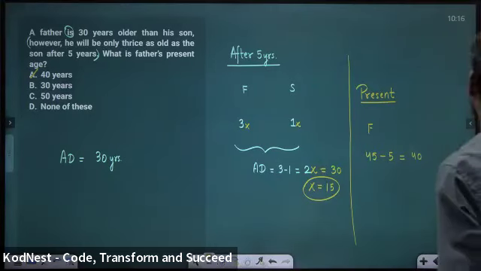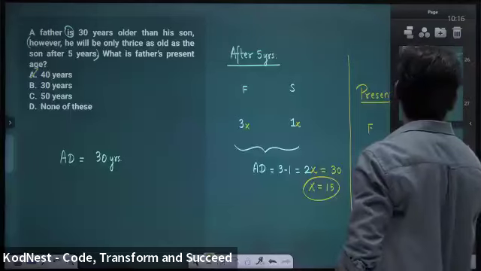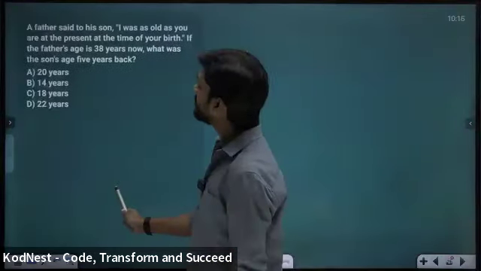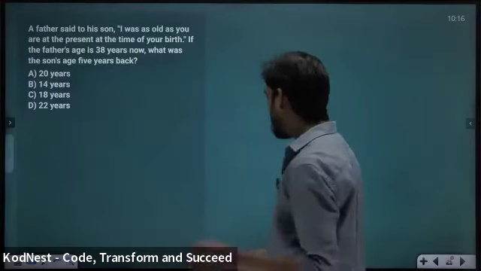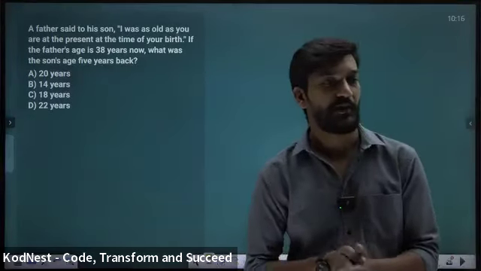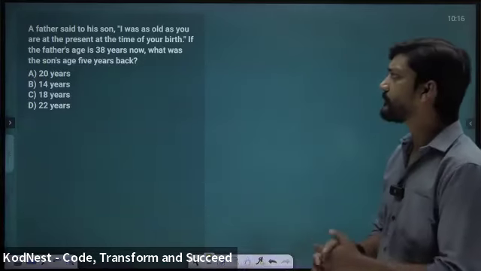Okay. Now, one more question. It is a little bit difficult to understand the statement they have given. Okay, but try to understand.